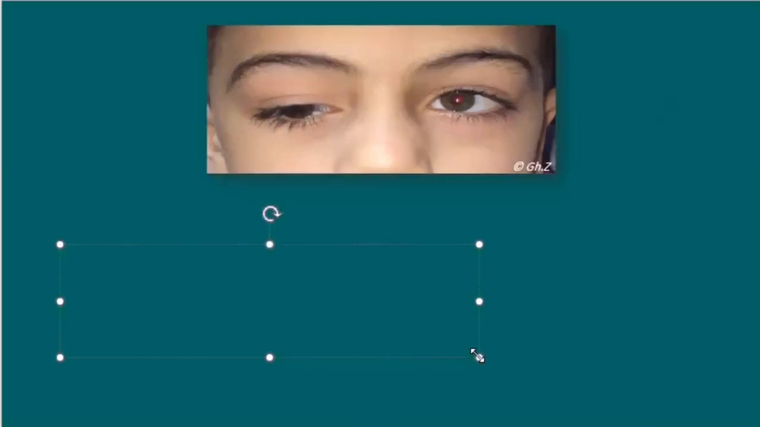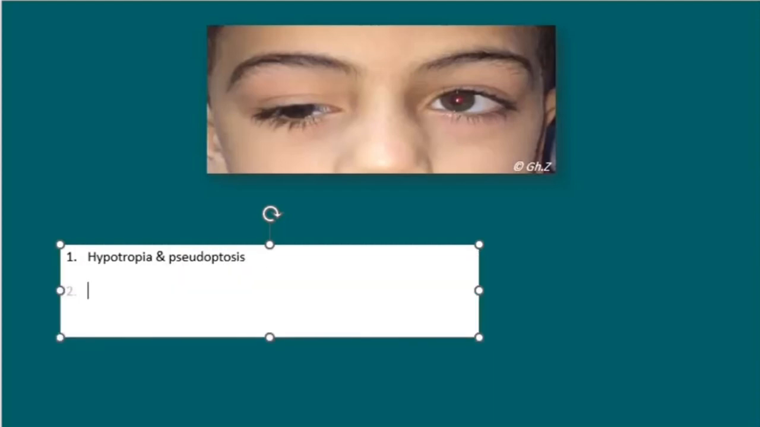This means this is a pseudoptosis. Okay, we have different case scenarios, and I try to make it simple. So now we have hypotropia. We may have a case of hypotropia and pseudoptosis, or maybe we have hypotropia with true ptosis. Okay, and now let's make something else.